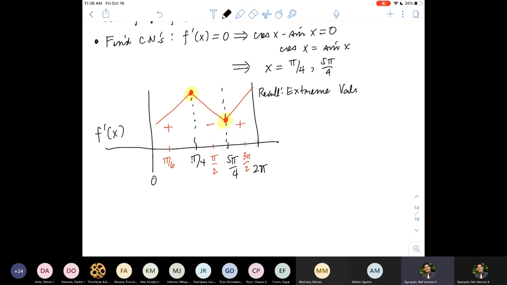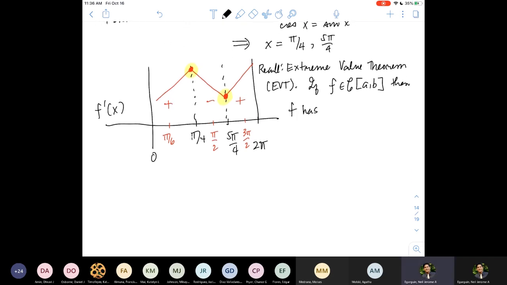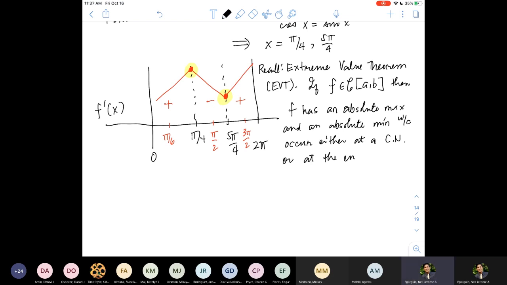So recall the extreme value theorem, or EVT. This tells us that if your function f is continuous on a closed interval [a, b], then f has an absolute maximum and an absolute minimum, which occur either at a critical number or at an endpoint.